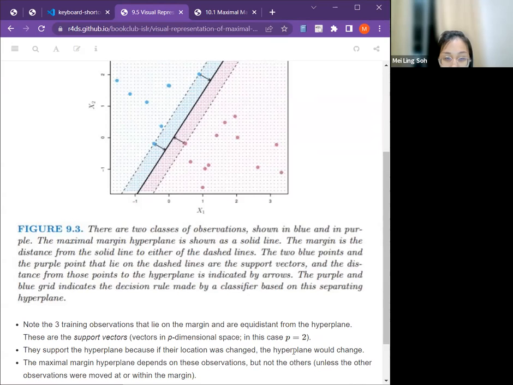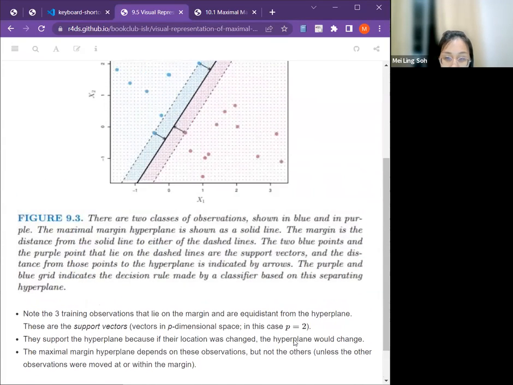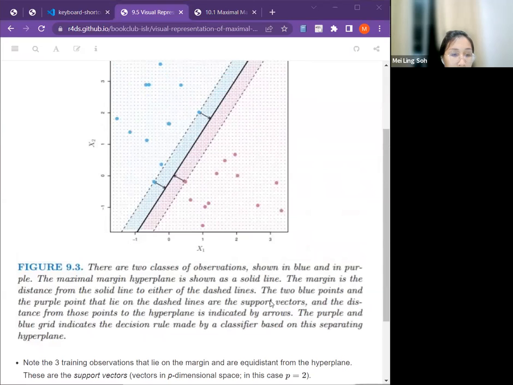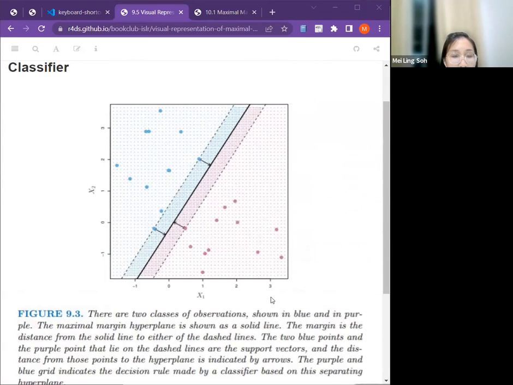Then what else? Okay, so if you look at this visual representation of maximum margin classification, one thing you have to remember is if we change the dots, the hyperplane will change. So this means that your maximum margin classifier is very sensitive to outliers. When you have outliers, let's say this purple dot is over at this side, it's very difficult for you to draw a linear hyperplane.